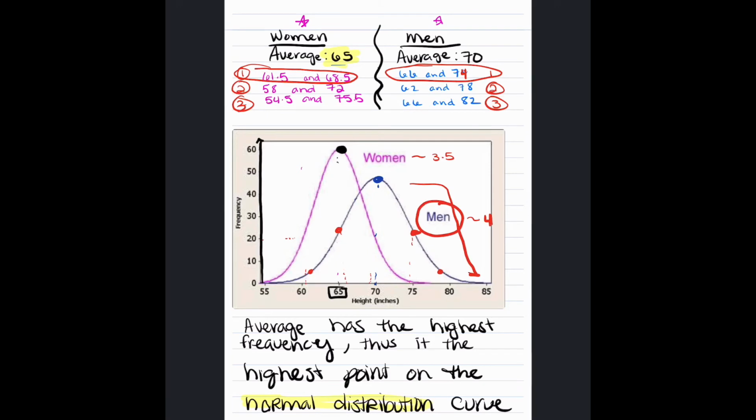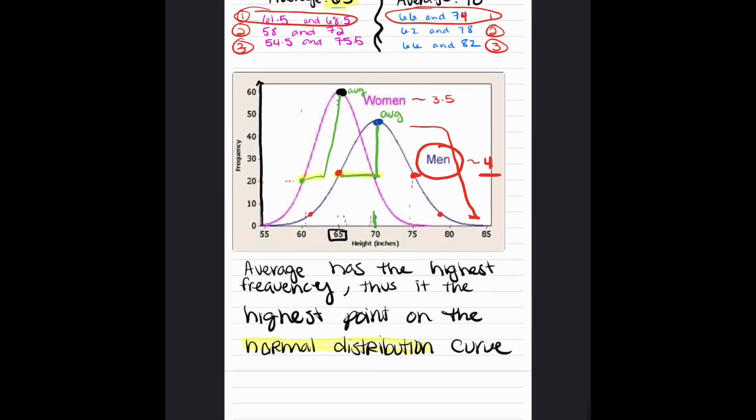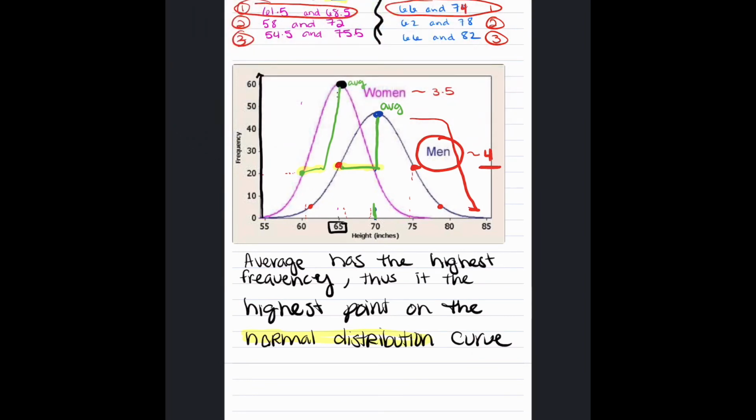So the reason that the men's curve is shorter is because they have a greater standard deviation. That's basically saying that we have our average, I'm going to do it in green, we have our average here, right? The gap between our average and the first standard deviation is larger than the gap was between the women's average and their standard deviation. You can see there's a bigger gap from the first standard deviation to the average as compared to the women. So the reason that the men's graph is shorter is because they have a higher standard deviation.